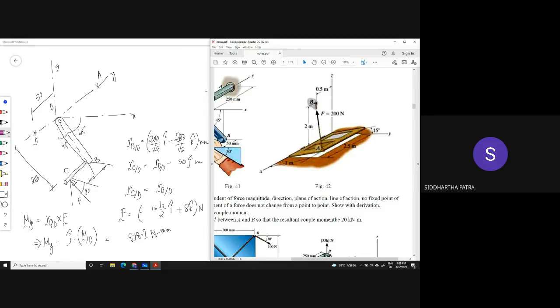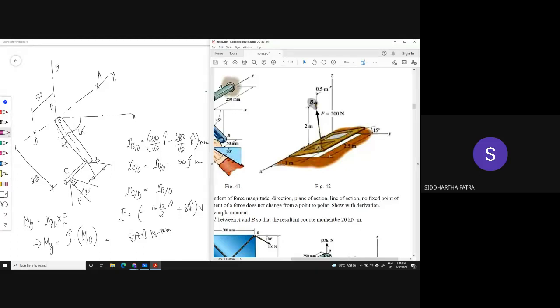But it's quite evident why you are being asked to find the moment about the x-axis. It's because the rest of the moment cannot cause any rotation. You cannot make it rotate about the y or z axis, unless of course you break the hinges. So keeping them intact, you can only rotate it about the x-axis. That's why you are being asked to find the component of the moment about the x-axis.